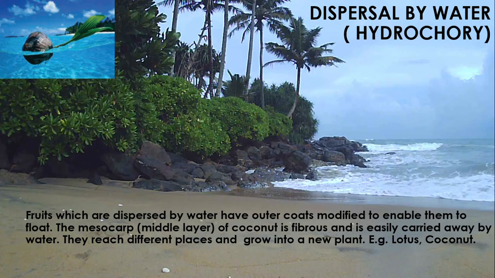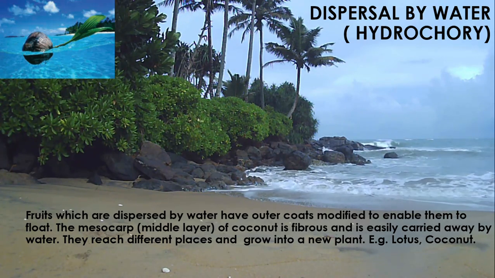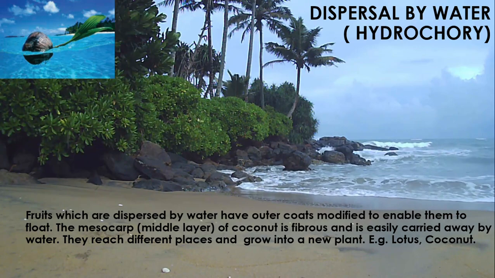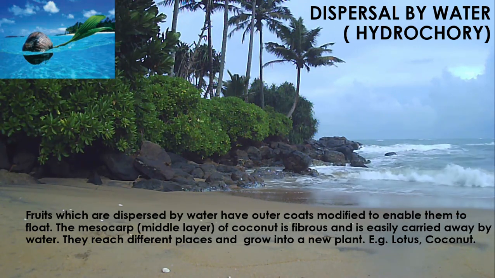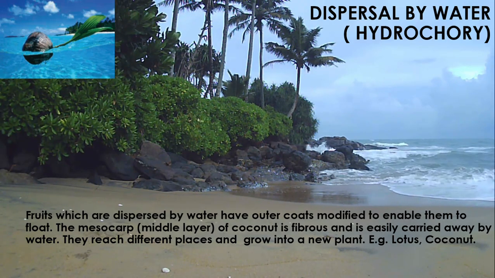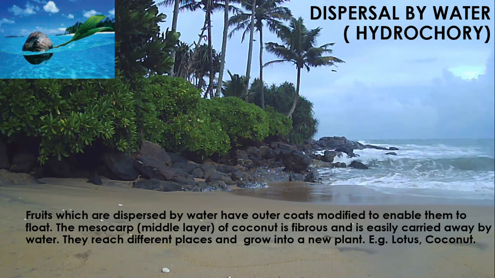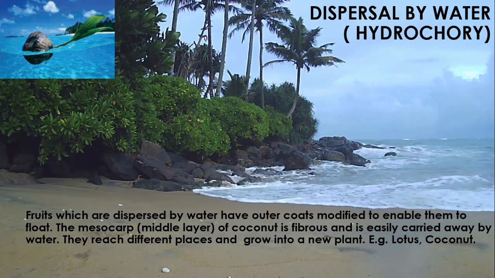So the next method is called dispersal by water. You might think how water acts in this way. As you can see, some coconut trees are near the beach area, very near to the ocean. So when the fruits fall in the ocean, just think in your mind that I am talking about a coconut.